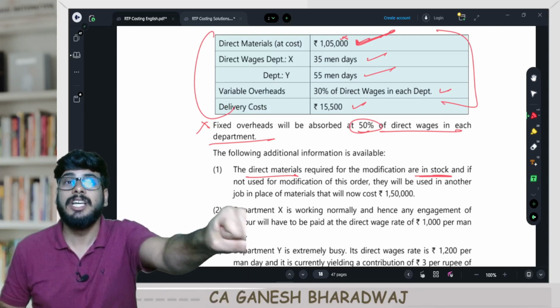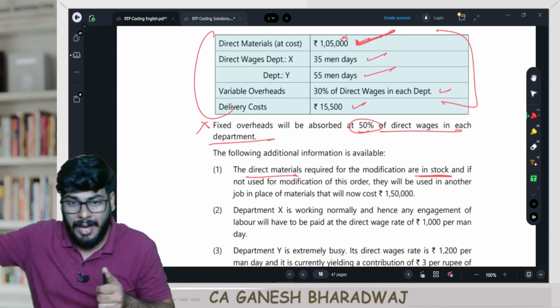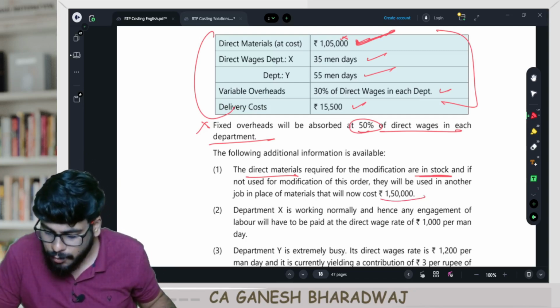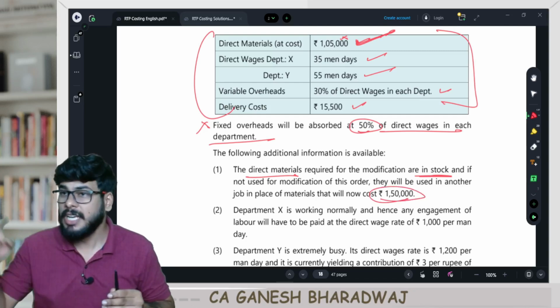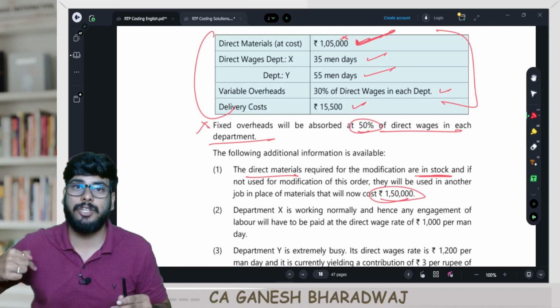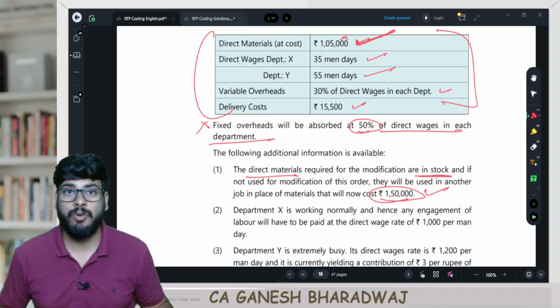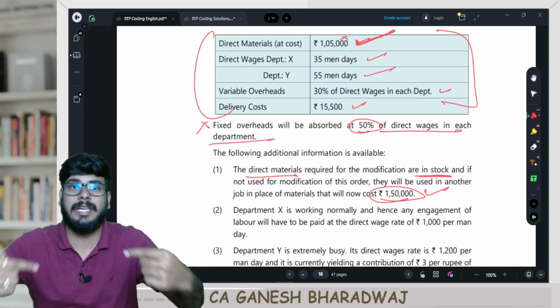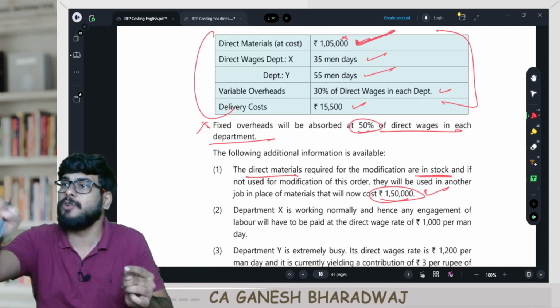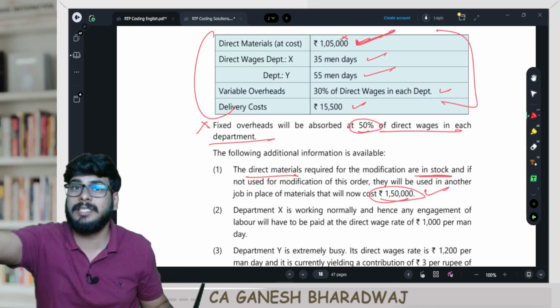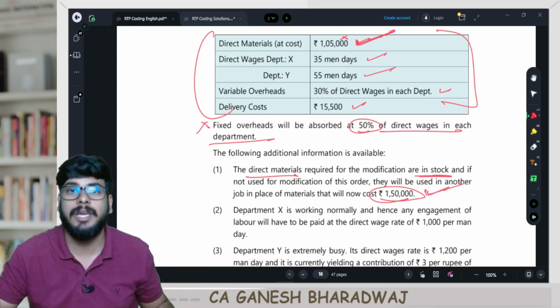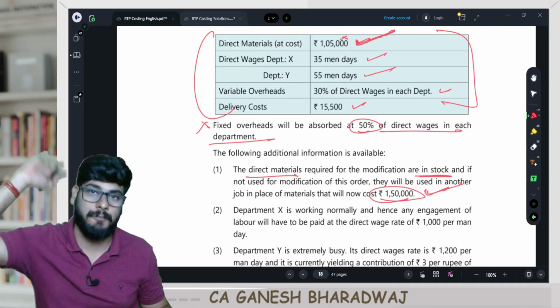Now what they are saying is, for another job, if I have to buy the material today, it will cost 1,50,000 rupees for me. The same material, if I were to buy it today, will cost me 1,50,000. Are you clear with this? Because I am using the material for this job, I am not able to use it for another job. So for that other job, today I will have to buy the same stock at 1,50,000 rupees and use it.